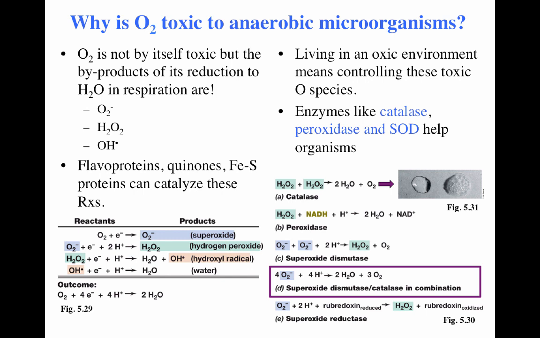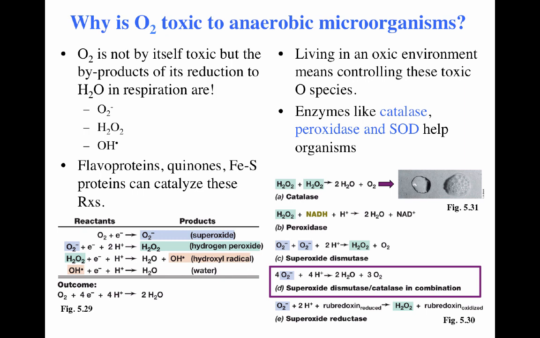So why is oxygen toxic to some microorganisms? Well, as you may imagine, oxygen is used in respiration. But oxygen itself, the O2 molecule, is not toxic, but it's the byproduct of the reduction of oxygen to water that is toxic. So you have the superoxide ion, you have hydrogen peroxide, you have the hydroxyl radical. All those three are reactive oxygen species. And they can be generated even in a cell that is not using oxygen because they have flavoproteins or quinones, or sometimes iron-sulfur proteins that catalyze these reactions and generate these molecules.